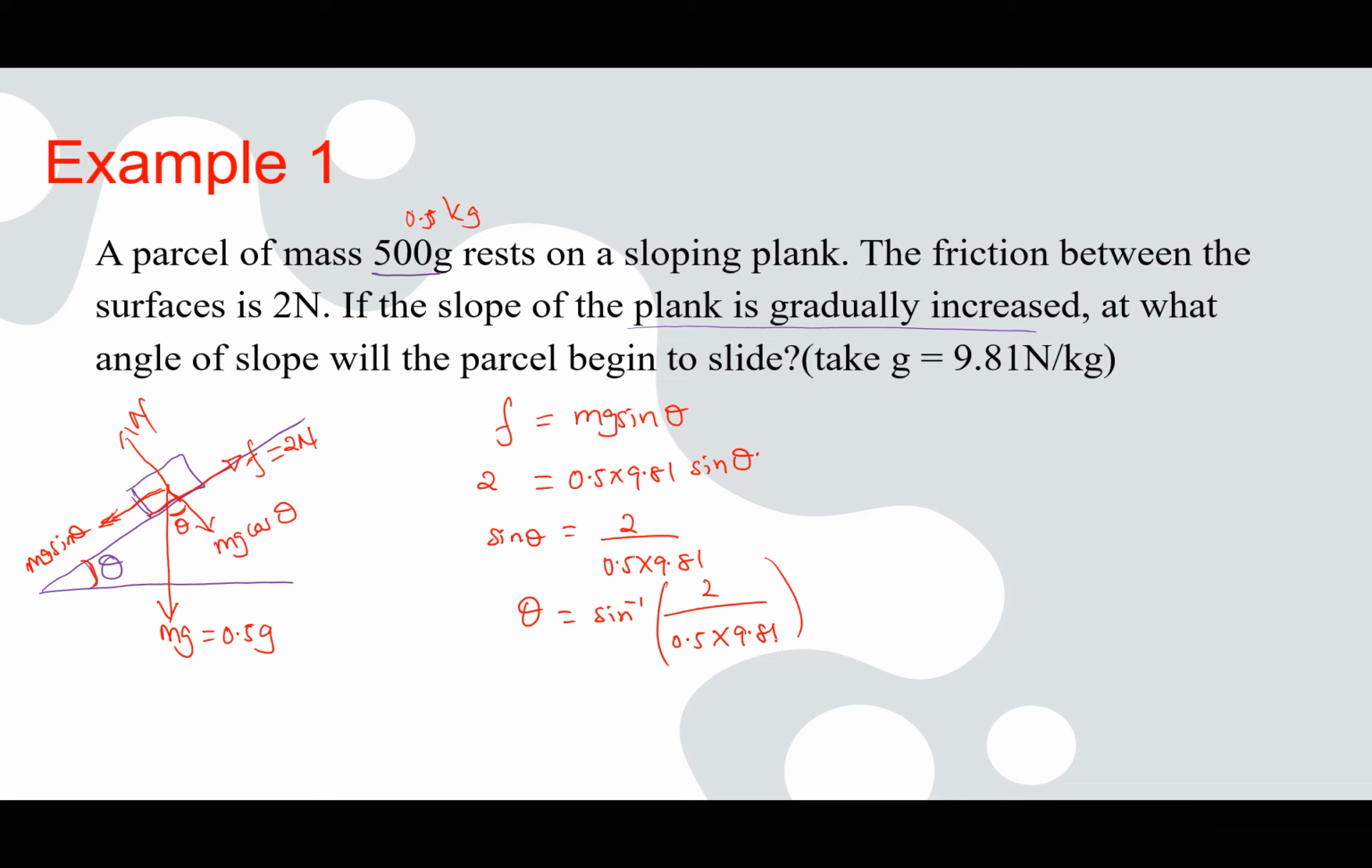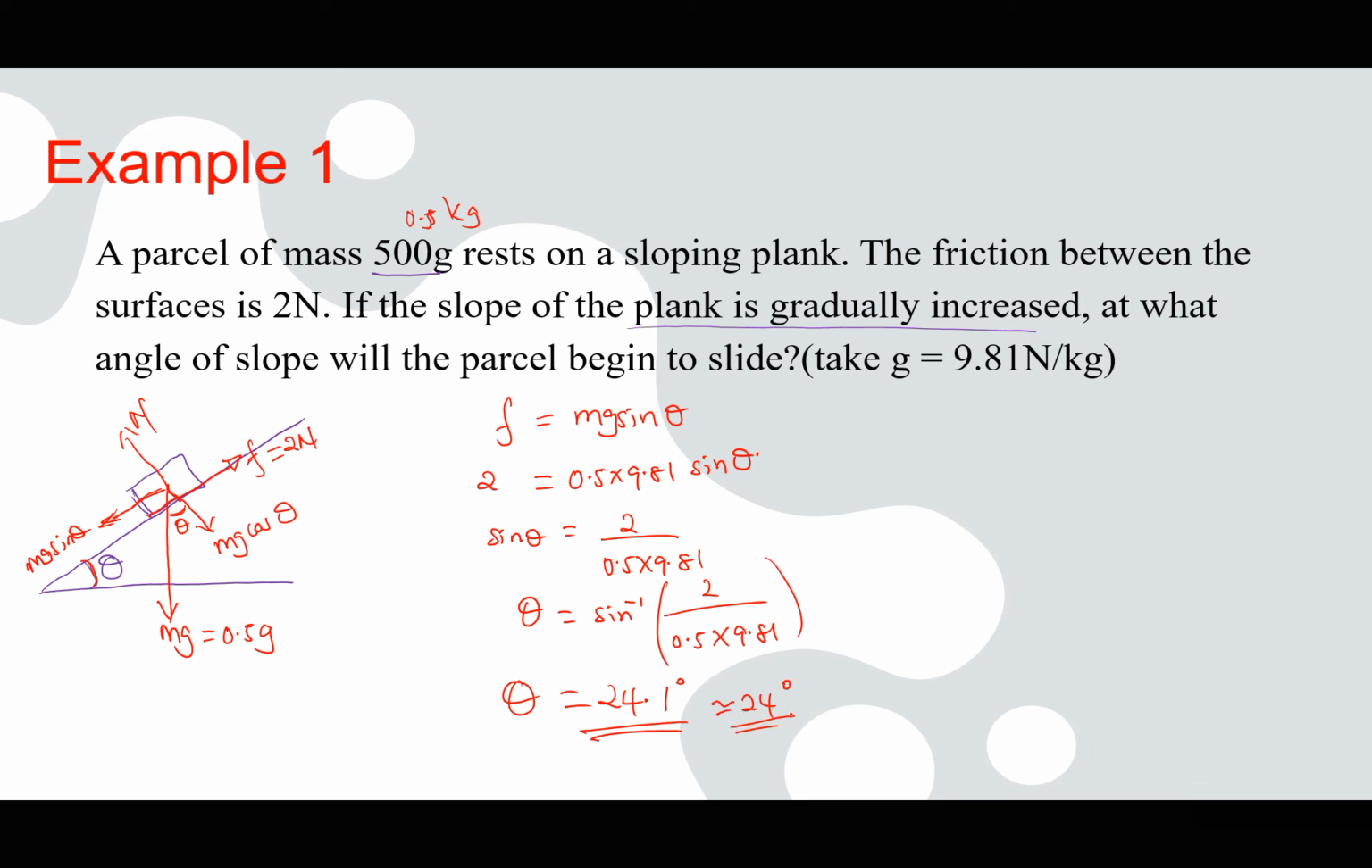So if I press the calculator to find θ, let me try to press my calculator. So 2 divided by 0.5 times 9.81. Sine inverse of the answer. So this gives us θ as 24.1 degrees. So it means if the angle exceeds, I'll round off this to 24 degrees.